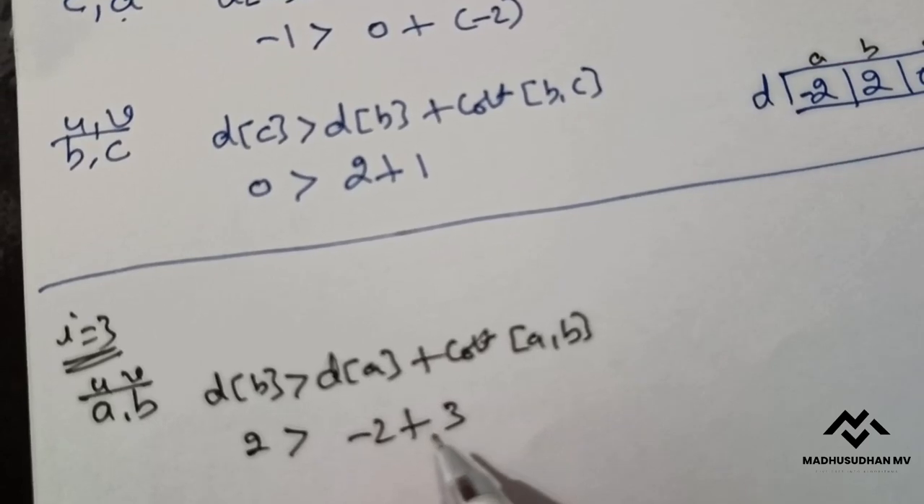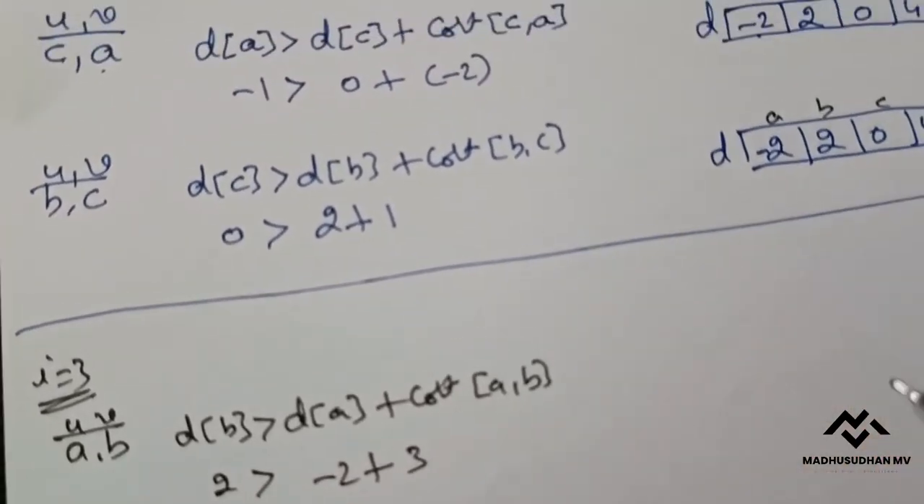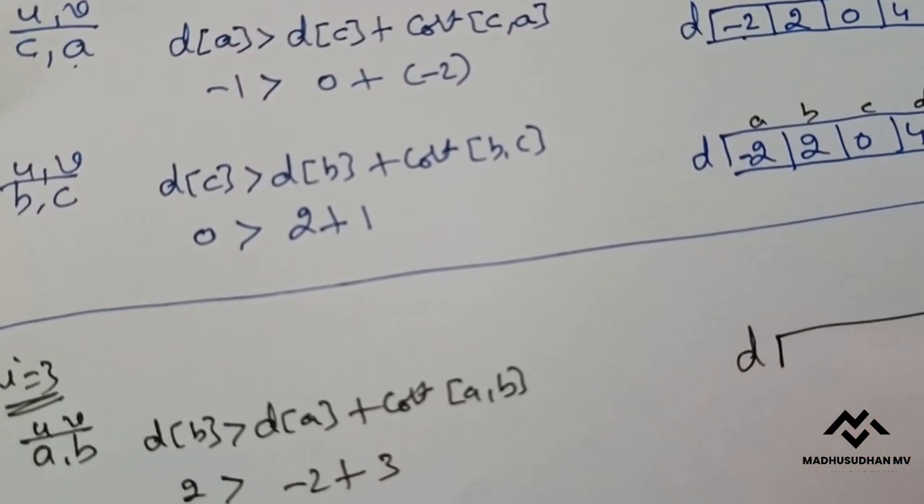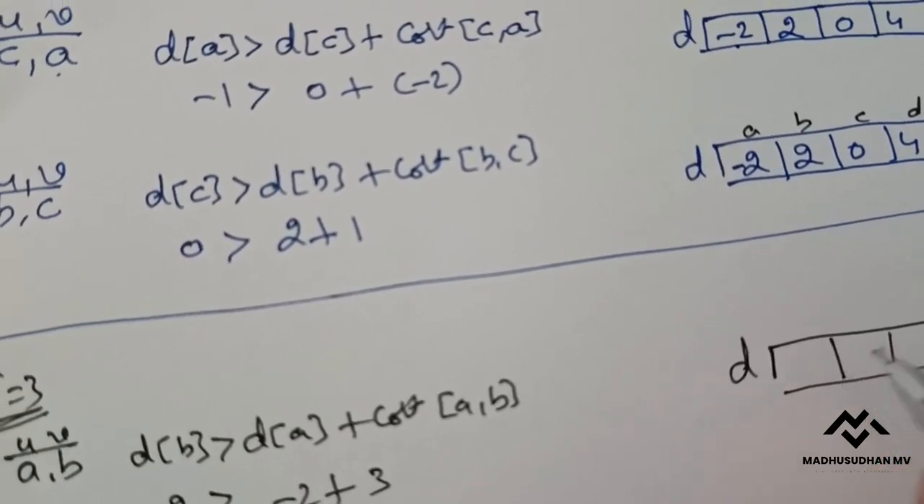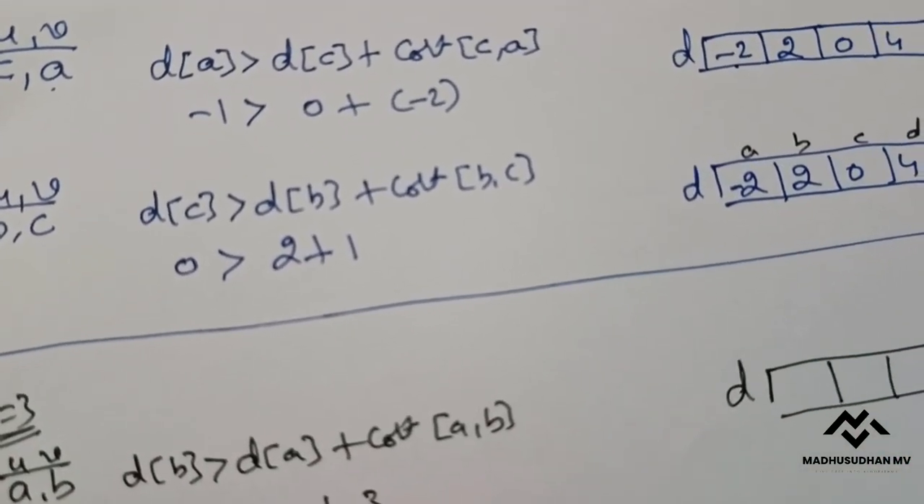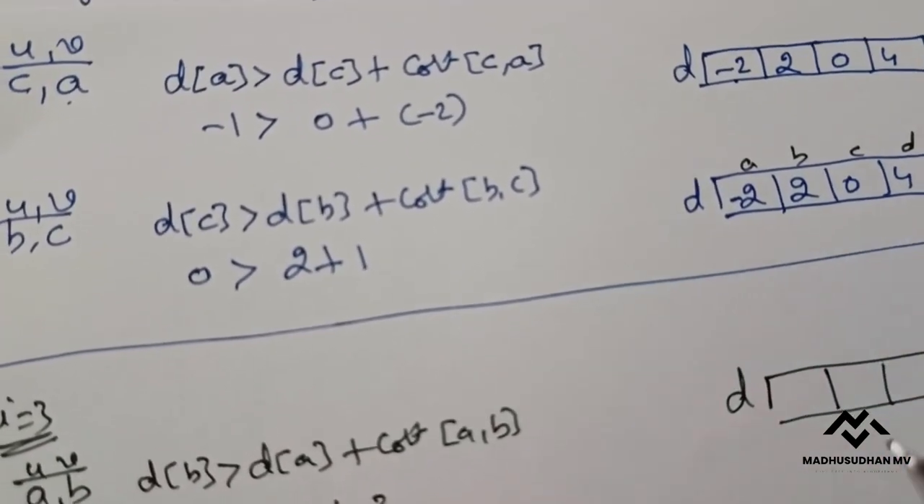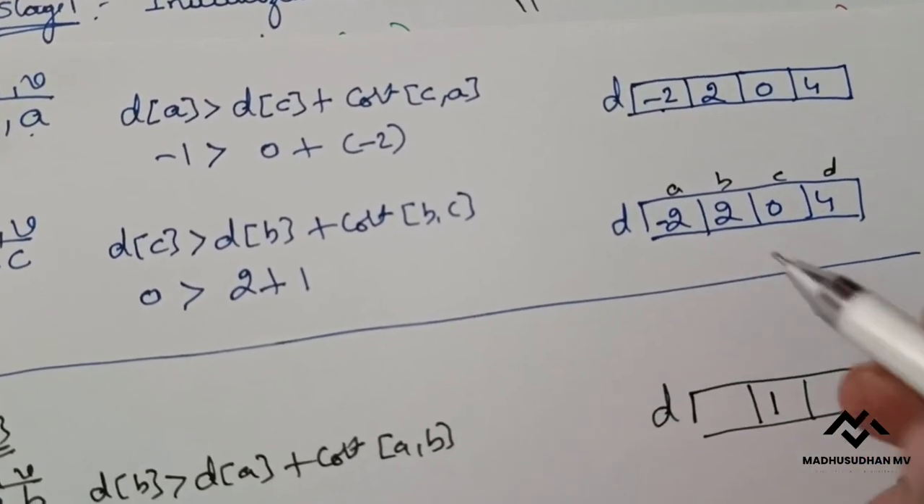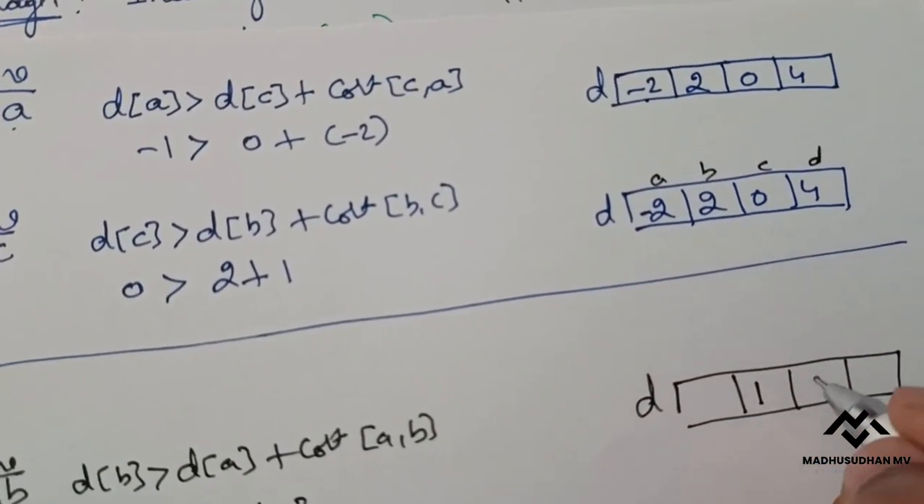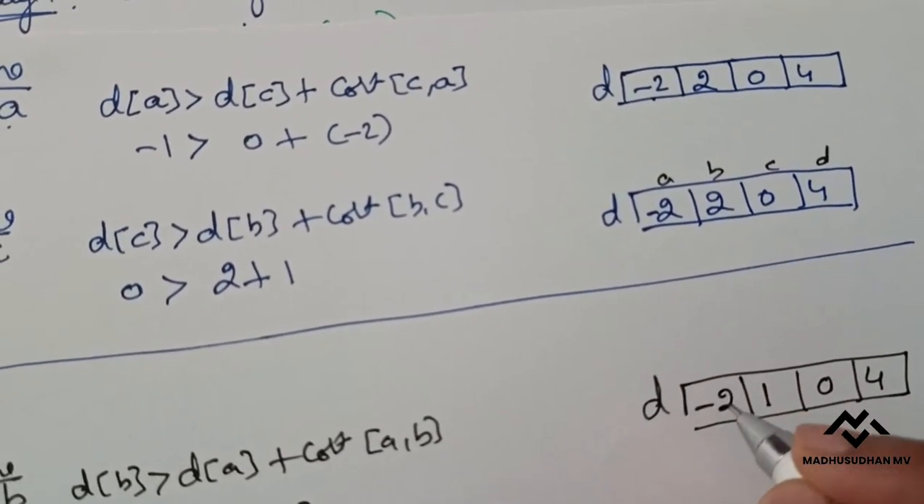2 is greater than minus 1. Yes, minus 1 is lesser. So I am updating my distance array. That is distance of B as what? Plus 1. Distance of B is plus 1. Earlier 2, now it is 1. So remaining value I am writing as it is.